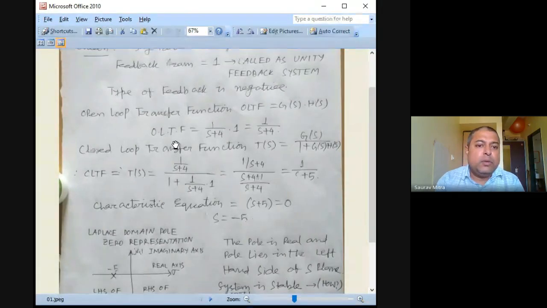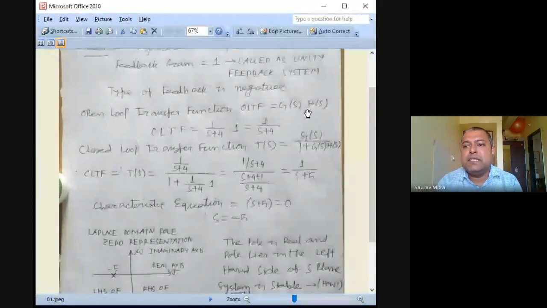Okay, so open loop transfer function. There are two transfer functions: one is called OLTF, one is called CLTF. OLTF is nothing but G(s) into H(s). What is the exact physical significance?